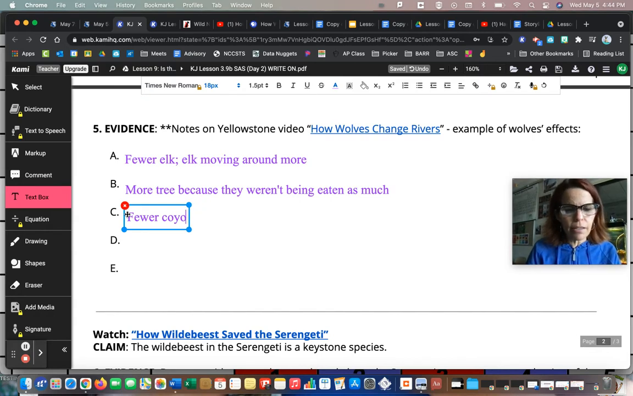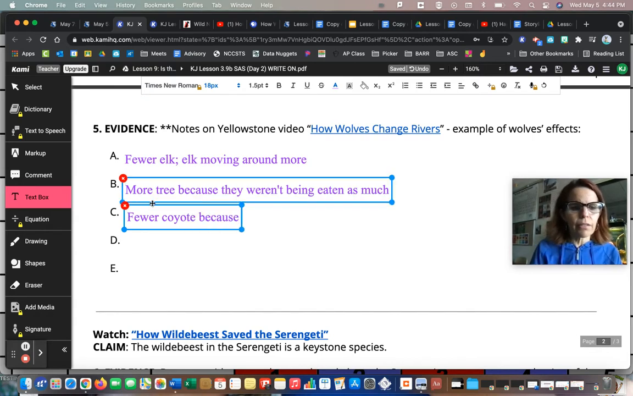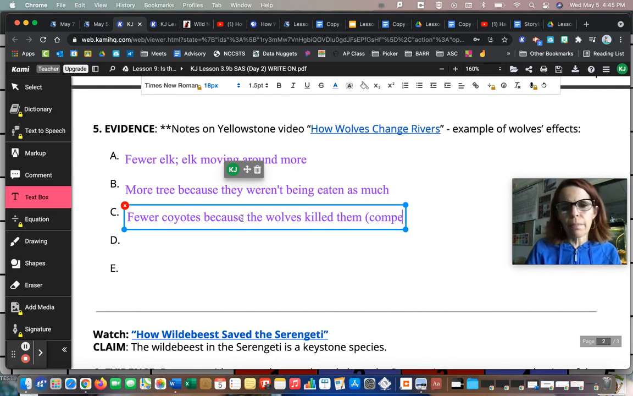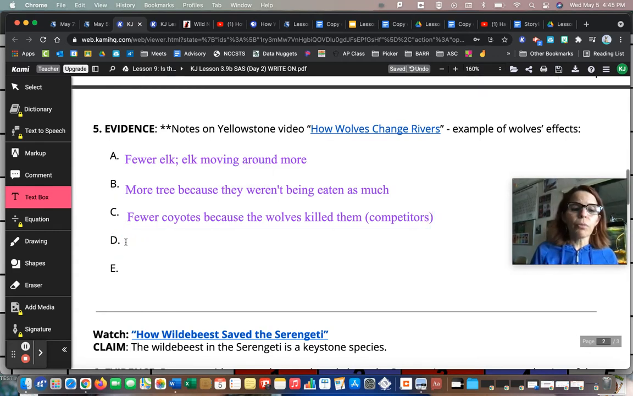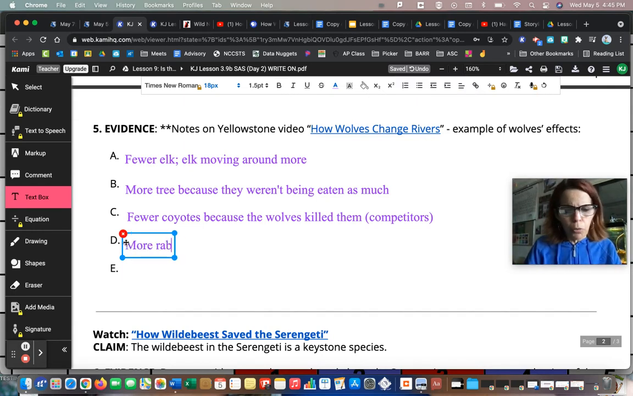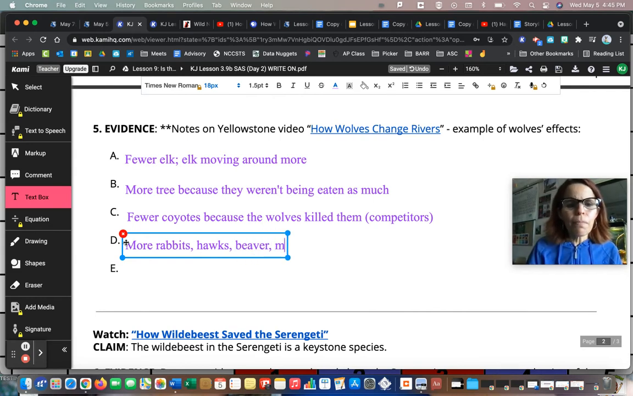Fewer coyotes. Why are there fewer coyotes? Because the wolves killed them because they are competitors. Okay, so fewer coyotes because the wolves killed them. Well, when you have fewer coyotes, the food that the coyotes eat increases. So we see more rabbits, more hawks. The hawks eat the rabbits, more beavers, more mink. There were so many other animals that they mentioned, I can't keep up with all of the impacts.